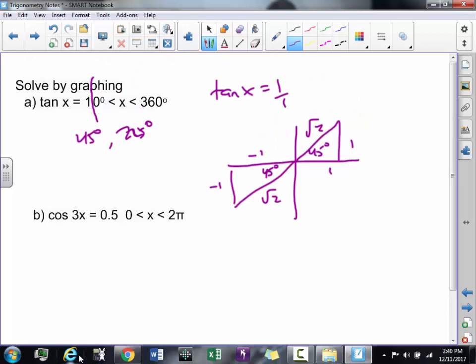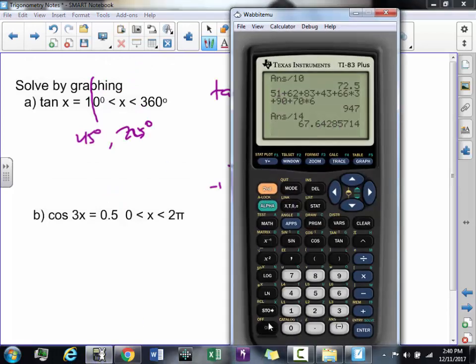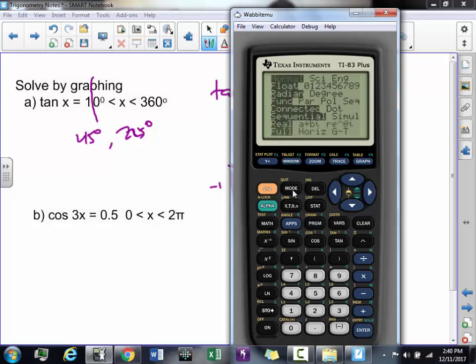Second way of solving it, you could graph this. So you go y equals tan of x, and figure out where tan of x is going to equal 1. You're probably going to want to change your graph scope a little bit here. Let's make sure that we're in degrees. Let's make your window, actually this isn't bad, 0 to 360, negative 10 to 10. Here's what a tan graph looks like.